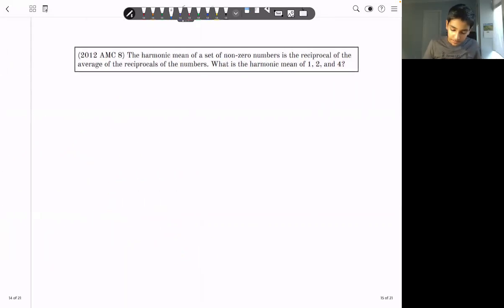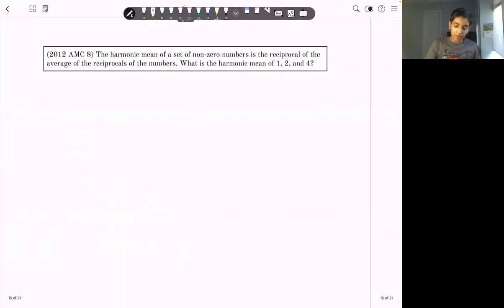Okay, we'll move on then. Let's go into this problem over here. This is a slightly different problem from the ones we've been doing earlier. The harmonic mean of a set of non-zero numbers is the reciprocal of the average of the reciprocals of the numbers. What is the harmonic mean of 1, 2, and 4?